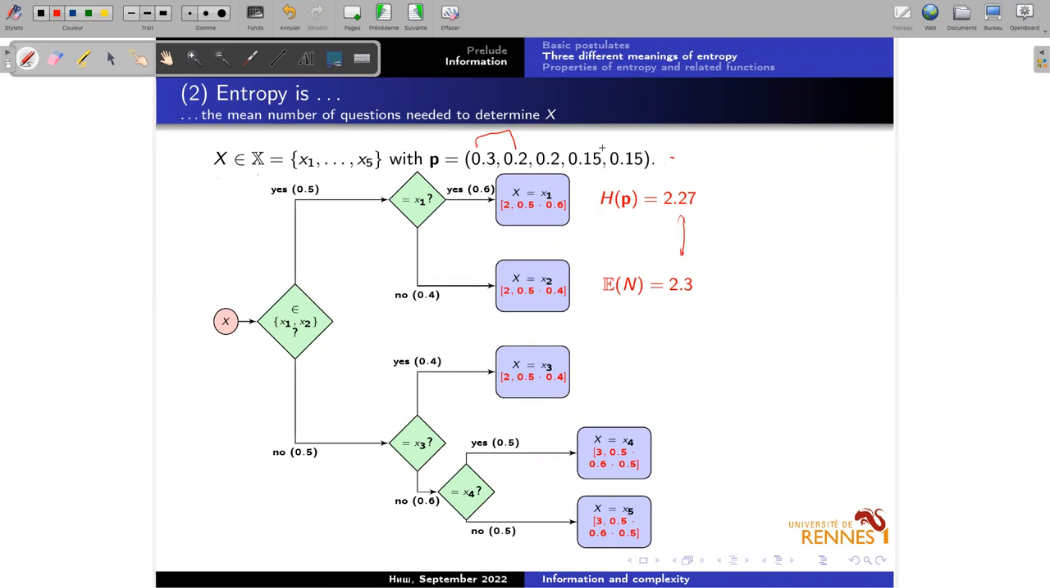Is it okay for everybody? Did you understand? Can you repeat in which limit do both quantities approach? Yes. So here I have reached this value 2.3, that is close to 2.27, but not exactly 2.27. So now instead of looking at X, I'm looking at independent pairs X1, X2.